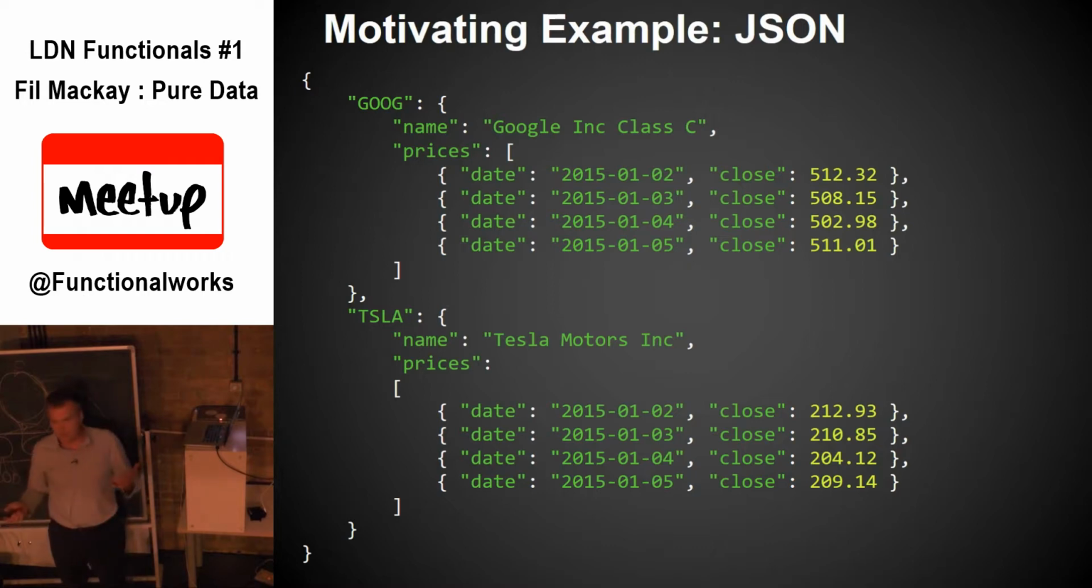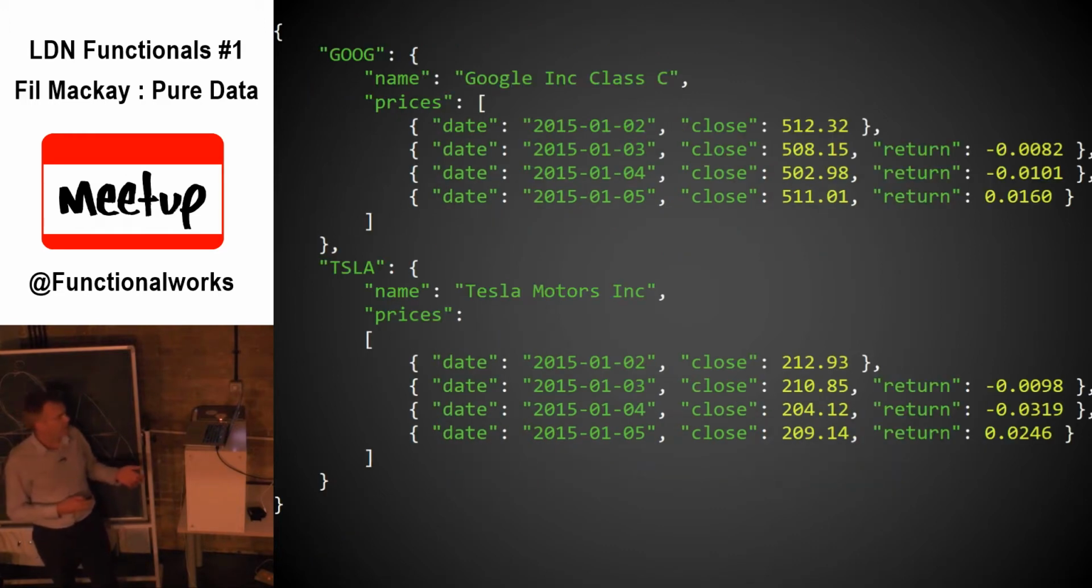So let's start with a motivating example. We've just got a bunch of JSON data here. It's a couple of share prices for two companies. Now there's a bunch of things in there. There's a little bit of hierarchy, a little bit of nesting, a few different aspects, and we're going to look at how this data might be modeled using different techniques today.